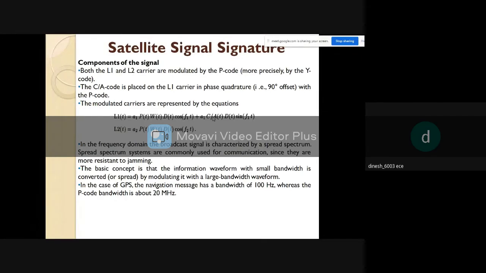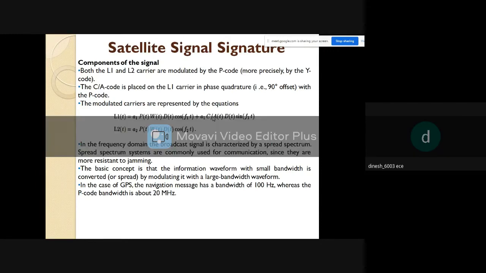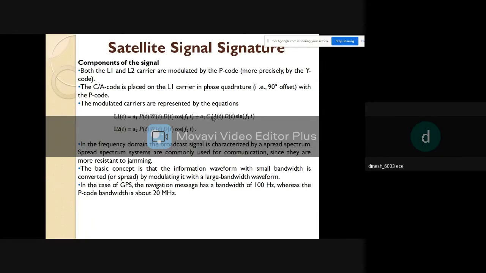In the frequency domain, the broadcast signal is characterized by spread spectrum, and we are familiar that spread spectrum systems are most commonly used in communication for anti-jamming. The basic concept is that the information wave having small bandwidth is spread by modulating it with a larger bandwidth waveform. In GPS, the navigation message has a bandwidth of 100 Hertz, whereas the P code has about 20 megahertz.